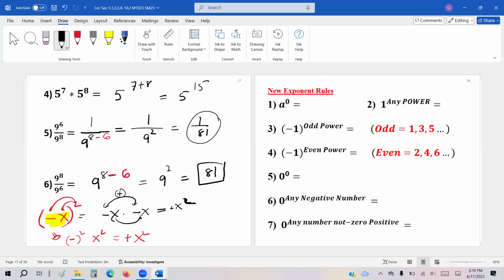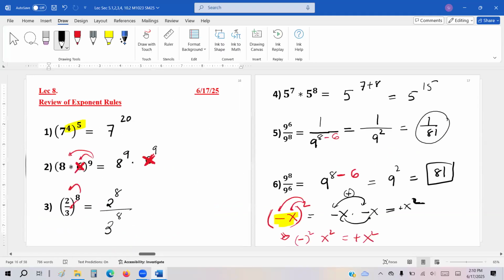So anytime you have anything inside a parentheses, you can always distribute the power. That's why we did this. 8 and x we have inside the parentheses, 2 and 3 inside the parentheses, so we distributed.